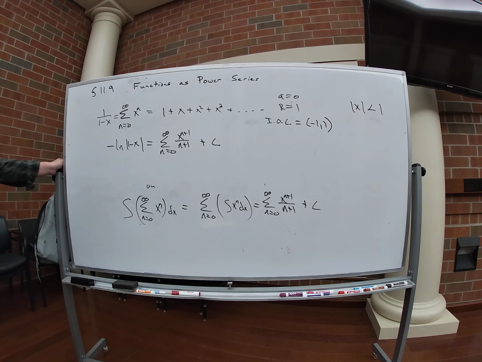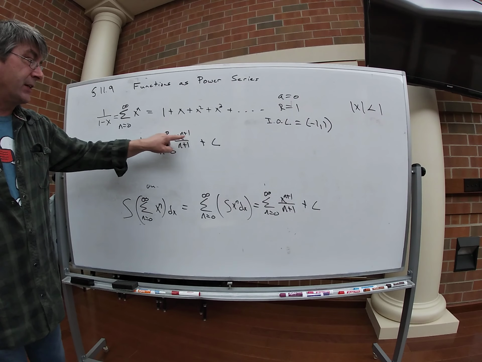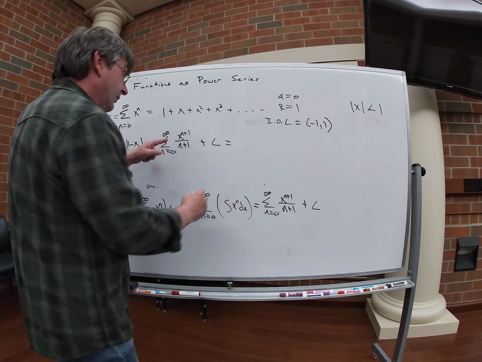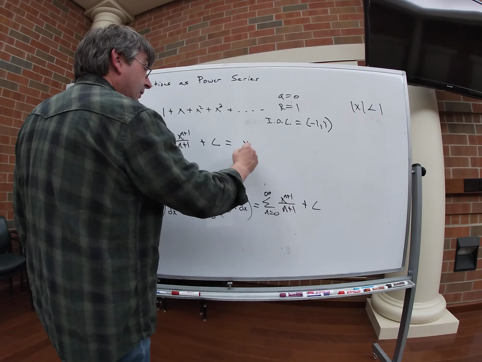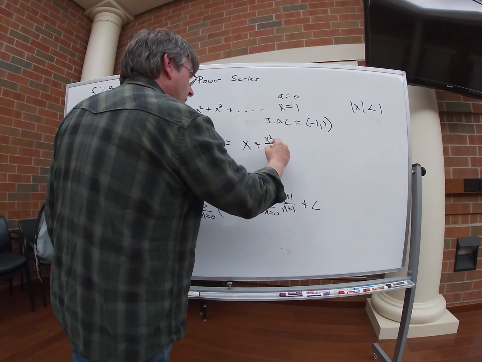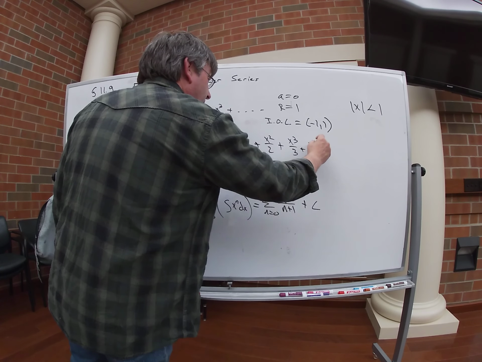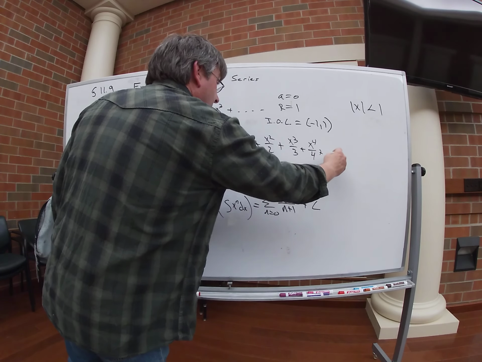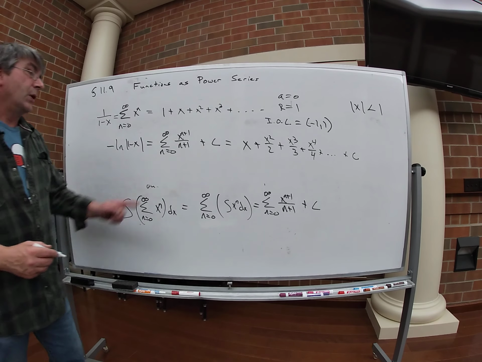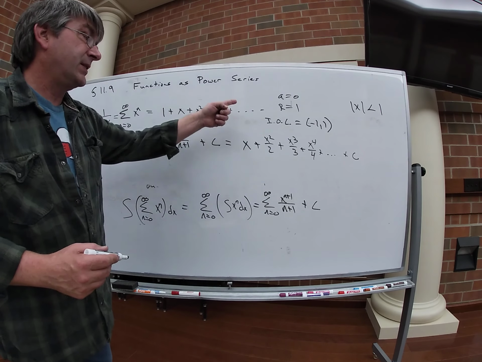Now this we could re-index, because I'd like my powers on x to be my indexing thing. So notice that when n is 0, I get x over 1. When n is 1, I get x squared over 2. Then I get x cubed over 3, x to the 4th over 4, etc. Then plus my c. Right? So I could really write this as the sum n equal 1 to infinity of x to the n over n.